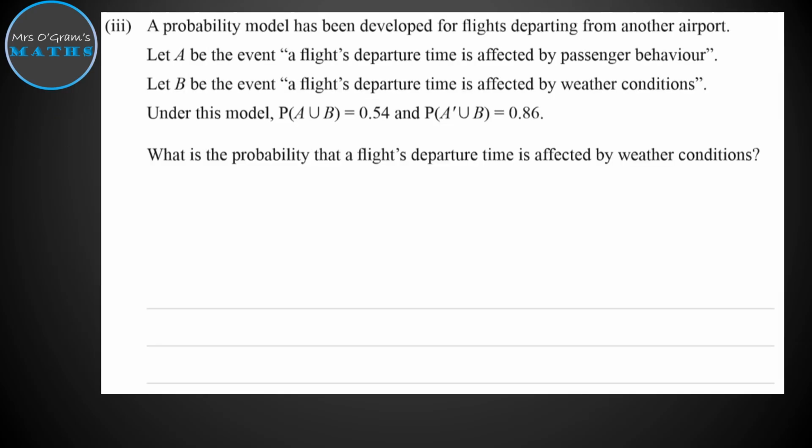Now we have 2 events. A is that the flight's departure time is affected by passenger behaviour, and B is that it's affected by weather conditions. And of course you could have it affected by both as well. We're given some information about different portions of those overlaps, intersections and what have you. So I'm going to set this up as a Venn diagram to try and see what's happening.